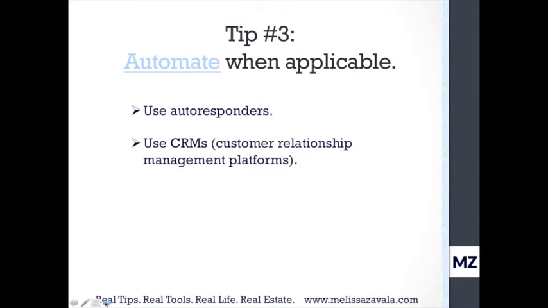Another thing is CRMs, customer relationship management platforms. These things are great for keeping you organized. I mean, we went through that diversification list at the beginning of the webinar, and I think we went through 9 or 10 things on that list. If you have all that on your plate, plus you're showing property, plus you have a few listings, how can you possibly keep it all in your head? You've got to have a place to write it down, whether it's your iPhone calendar or Google Calendar.